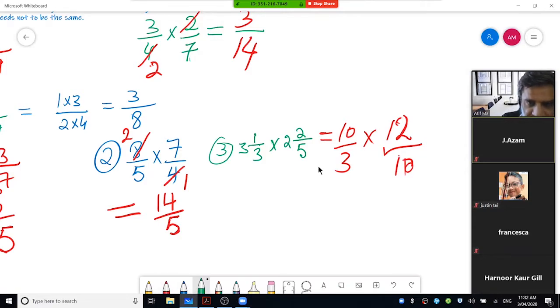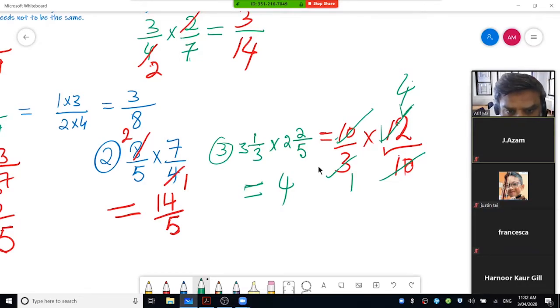Let me take the other color. If you see, this 10 and this 10 get cancelled. And 3 times 1 is 3, and 3 times 4 is 12. So the answer becomes 4. Hopefully I am not making a mistake. 3 times 3 is 9 plus 1, 10 over 3, and 12 over 10.